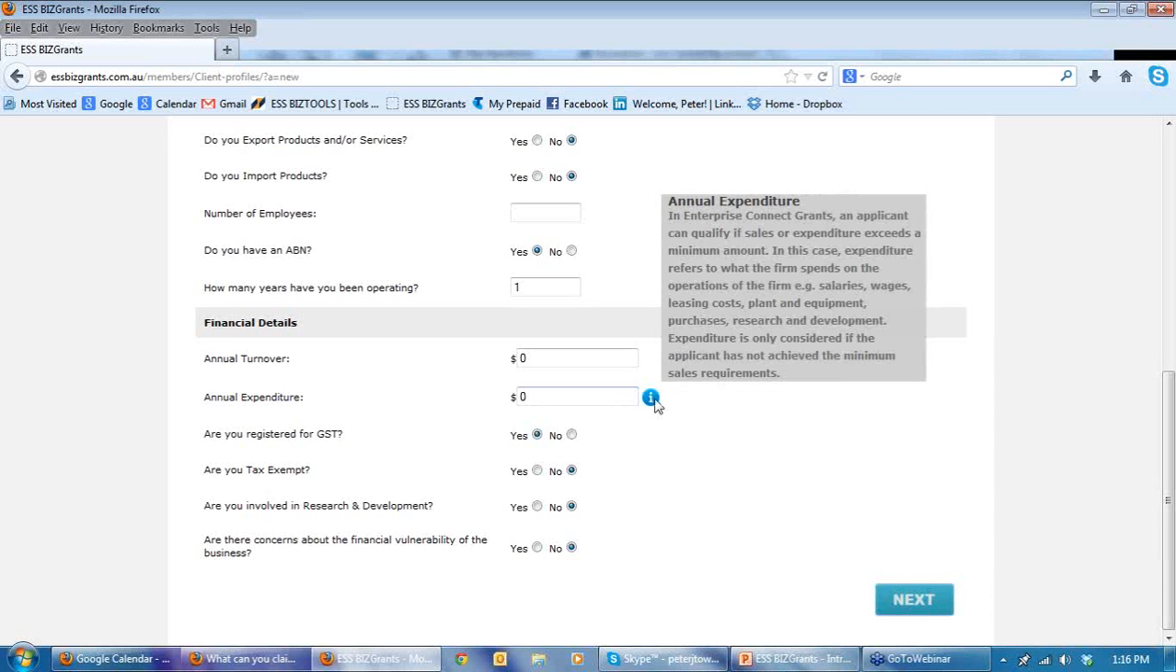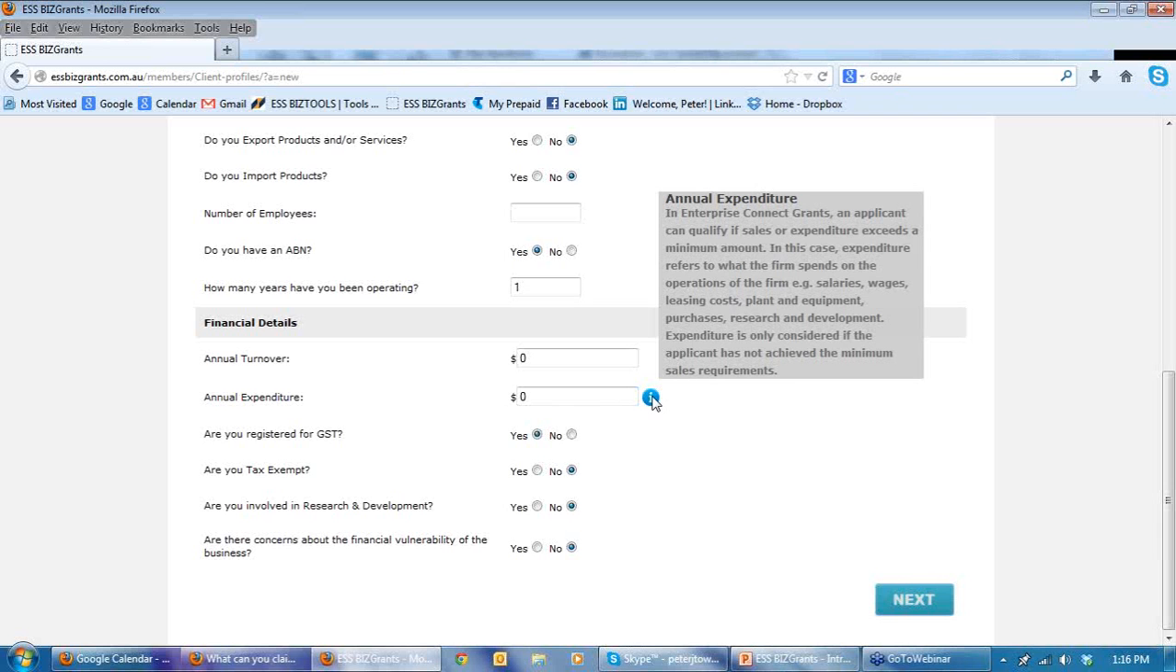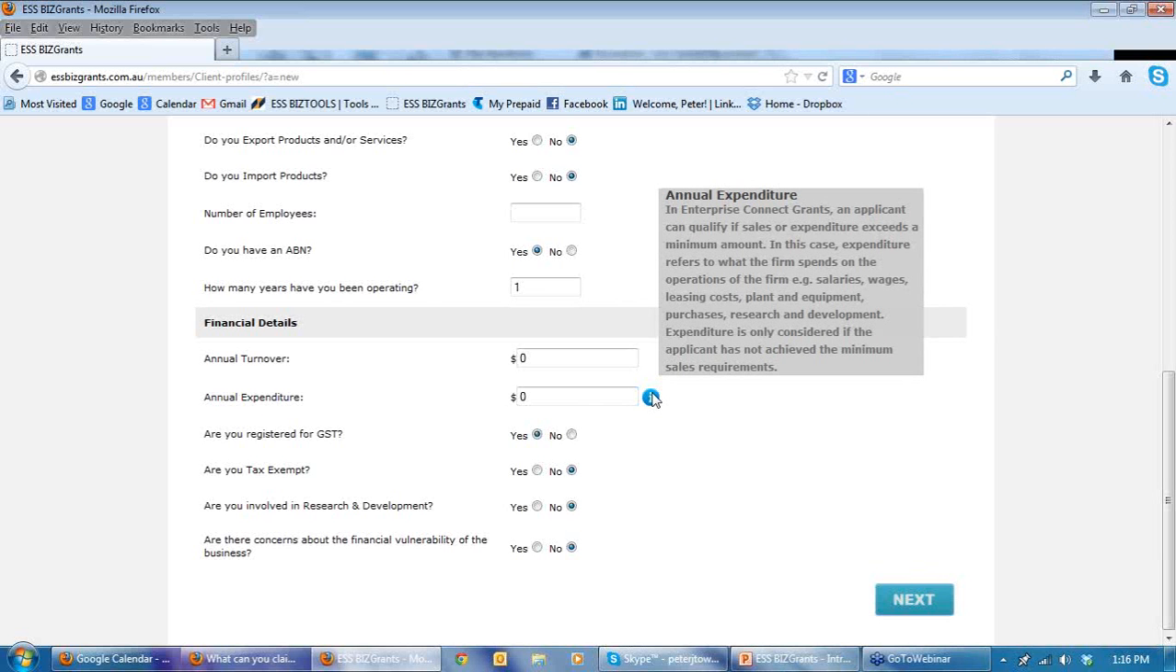Annual expenditure has been included because Enterprise Connect, which I just said a minute ago was arguably the largest individual grant supplier in Australia, has this concept that you can qualify by achieving minimum turnover or the same figure as expenditure. So you could have a business that might have spent $1.6 million, have virtually no turnover, and could qualify for Enterprise Connect. They may have spent the money on research and development, a pilot plant, patent attorney's expenses, registration of patents both here and overseas, etc.